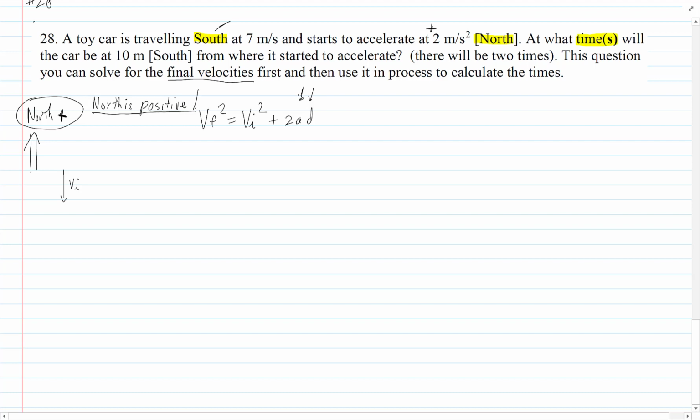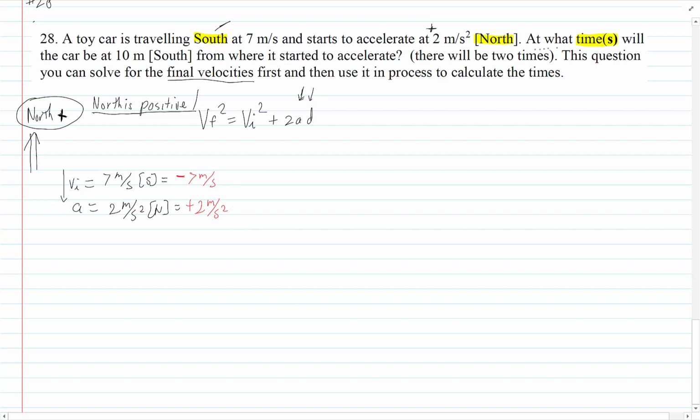Okay, so let's now write down the beginning stuff. The toy car is traveling south, so the initial speed is 7 meters per second south. But if you really want to jump into our nomenclature of our numbers, this is going to be negative 7 meters per second. The acceleration is 2 meters per second squared, and that's north, so that's going to be positive 2 meters per second squared.